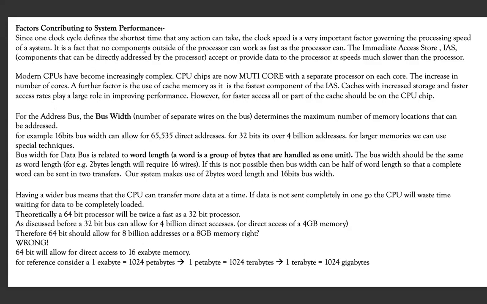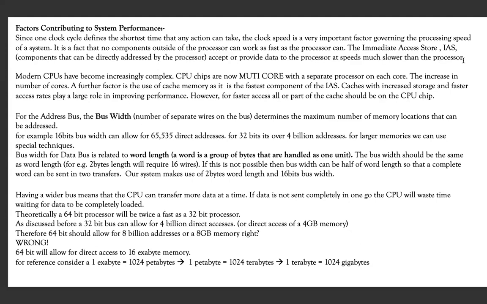It is a fact that no components outside the processor can work as fast as the processor can. The immediate access store, IAS, components that can be directly accessed by the processor, that means the cache or the memory, which are collectively known as the IAS, and the ROM as well, accept or provide data to the processor at speeds much slower than the processor.